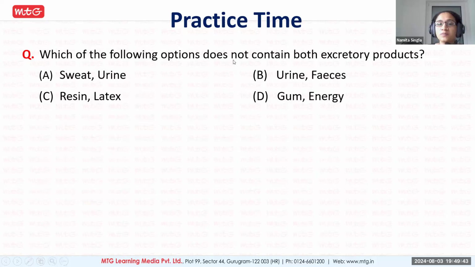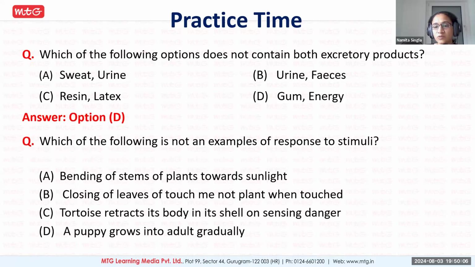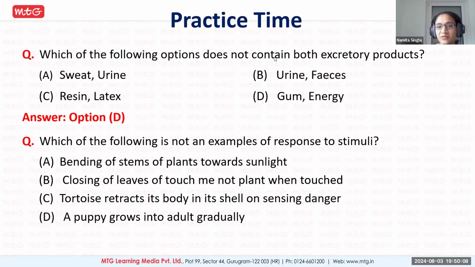Okay, which of the following options does not contain both excretory products? Excretory products are waste materials. Sweat, urine, feces are waste materials. Resin and latex are considered as waste materials in plants. Gums are also considered as waste materials in plants. But energy is never a waste material, because energy is used by plants or animals or living organisms for carrying out the various activities. So energy is not a waste material. It will be the correct option.